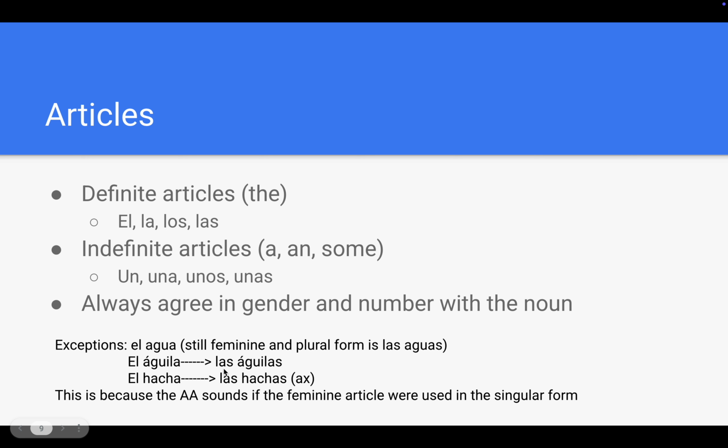The reason for this is because now we have the separation. The S separates the two A sounds already. So we could say las aguas and las águilas, las hachas, because we already have the separation between the words. It's just when we have the A's right next to each other, like la agua, that it would squish the words together. So there's a few other exceptions just to know of. So if you ever come across these words, yes, agua is feminine, you're not going crazy. It ends in an A. It's a feminine word. The plural version is feminine, but there is a reason that we use a masculine article for it.